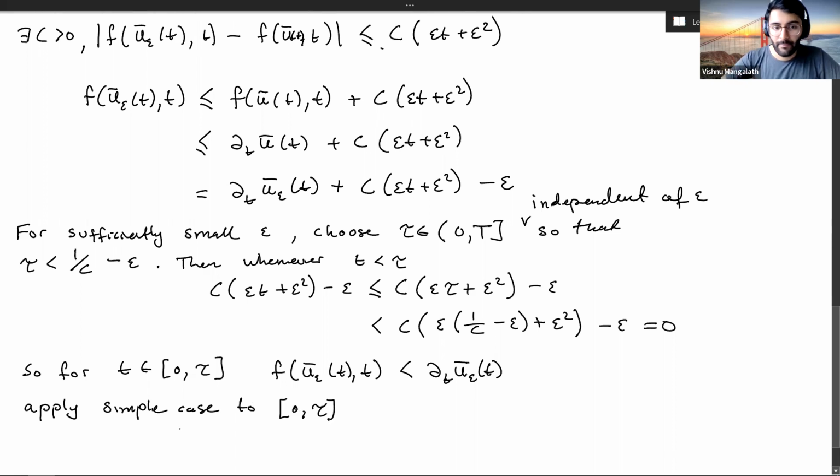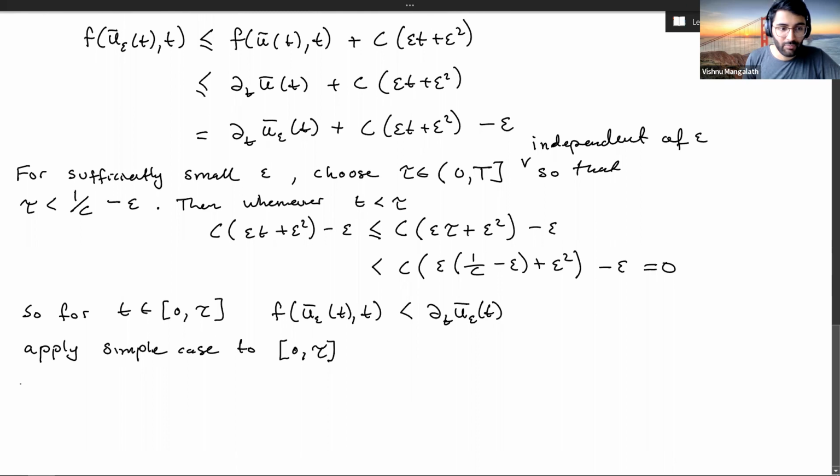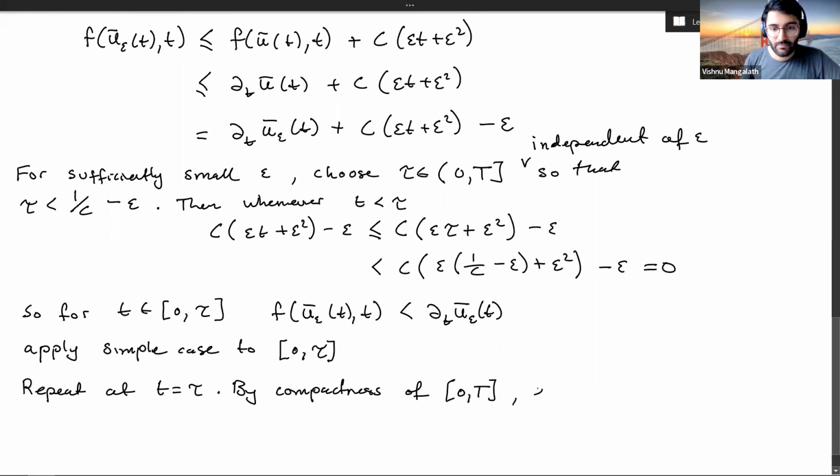And then repeat the process at t equals tau, right? And then by compactness of the interval 0 to T, you can extend this to all of the interval 0 to T. So u is less than or equal to u bar on M cross (0, T).